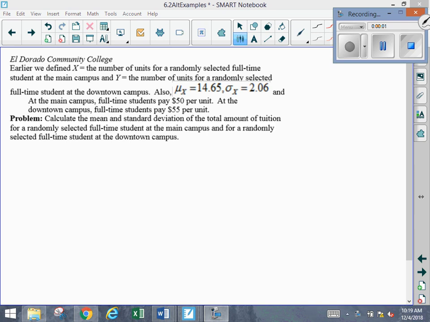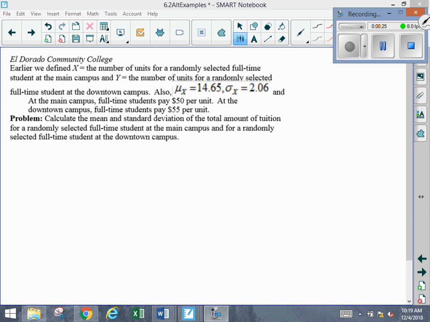All right, so this is where we left off. We were still dealing with this El Dorado Community College, and just calculating all these different means and standard deviations. And so, right, we have transformed distributions by multiplying, by adding, and now we're at the point where we're combining distributions, right?